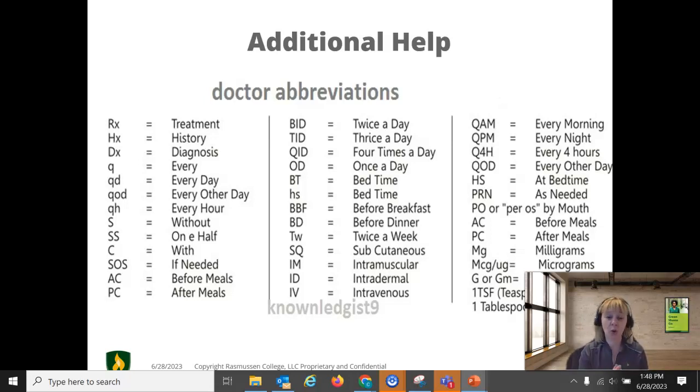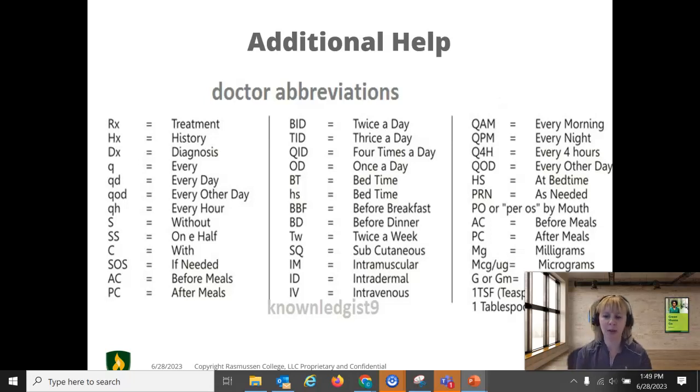Otherwise, you can have things like OD, which is just once a day, BT, which is bedtime. Also, bedtime is HS. You have BBF, which is before breakfast, BD, before dinner, TW is twice a week, and then SQ, IM, ID, and IV are all referencing how we're administering medications. So SQ is subcutaneous, IM is intramuscular, so into a muscle, ID is intradermal, into the skin, or IV, which is intravenous, into a vein.